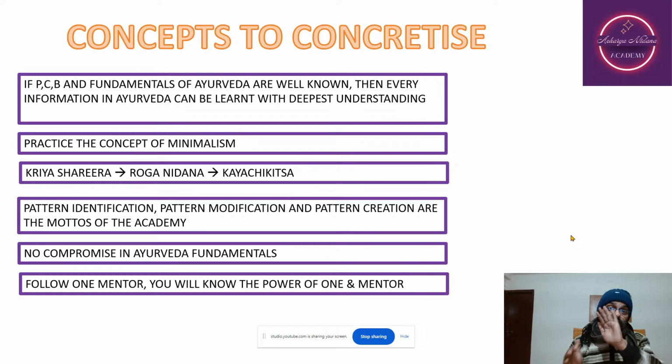The modification is to immediately stop that particular pitta dosha vitiating diet. In other words, pattern creation, in the sense that the person has to take other substances which do not have amla rasa or lavana rasa, etc., which in turn are responsible for the mitigation of pitta dosha in the body. And the fifth major concept: no compromise on Ayurveda fundamentals will be made in this particular channel.